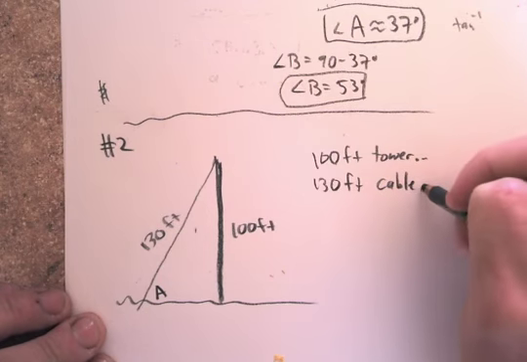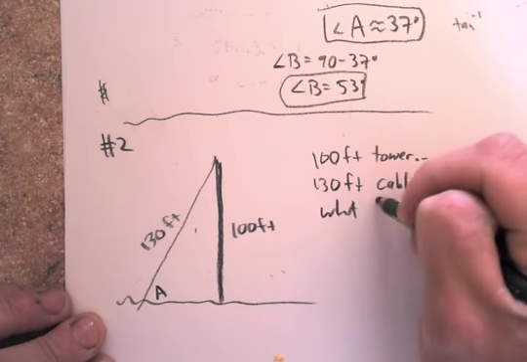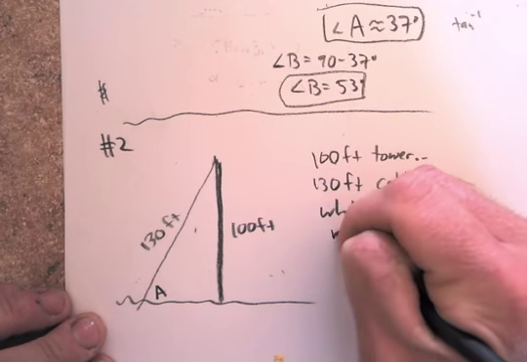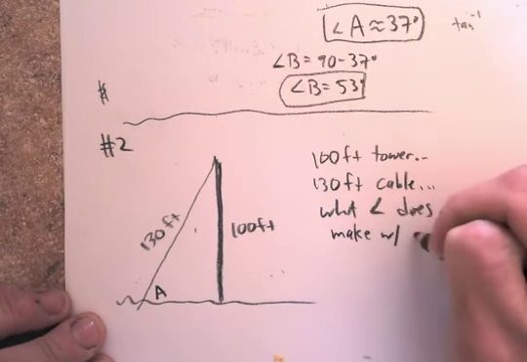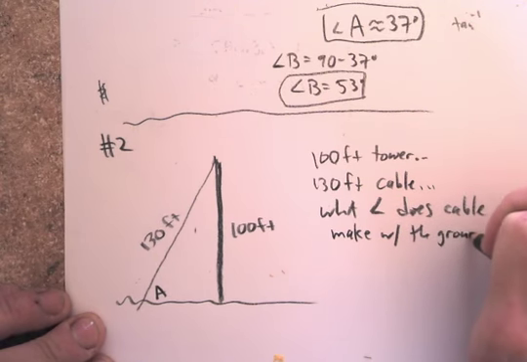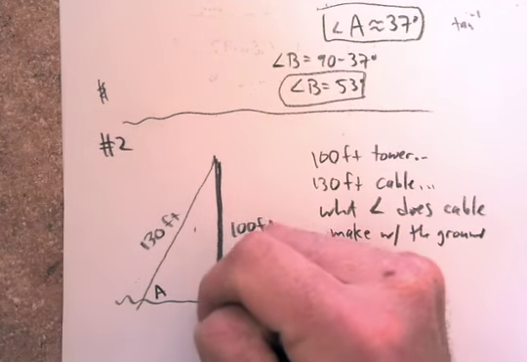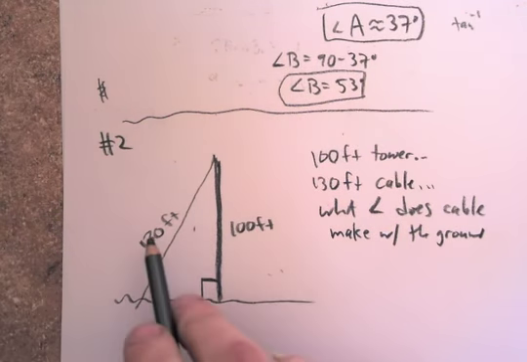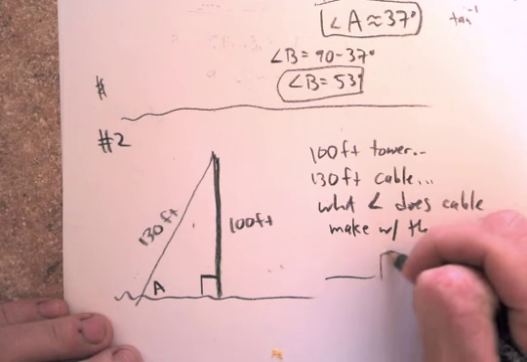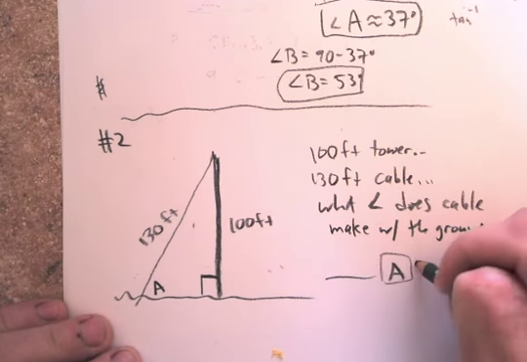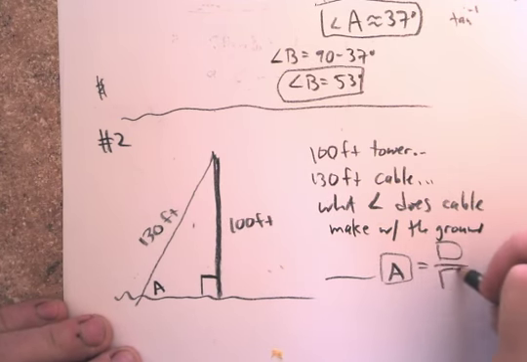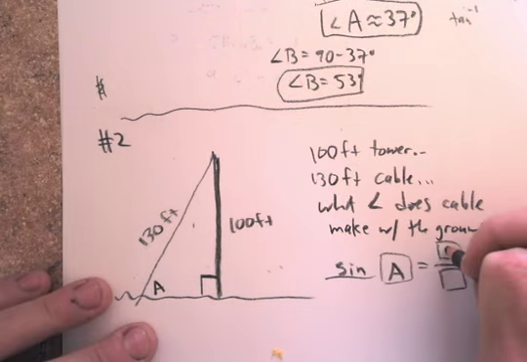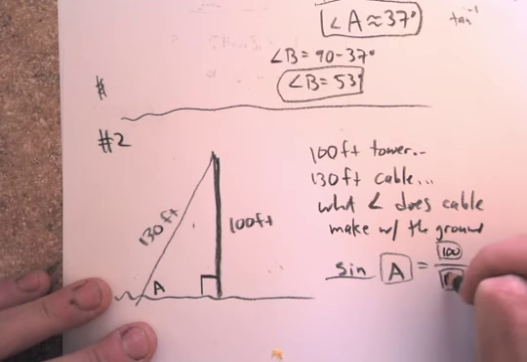and the question will be, what angle does the cable make with the ground? Okay, so this angle down here is what we're talking about, opposite this 90-degree angle. All right, talking opposite and hypotenuse now. So put the A here. Opposite over hypotenuse, sine again. Sine of A equals 100 over 130.